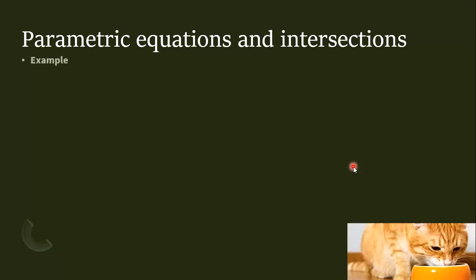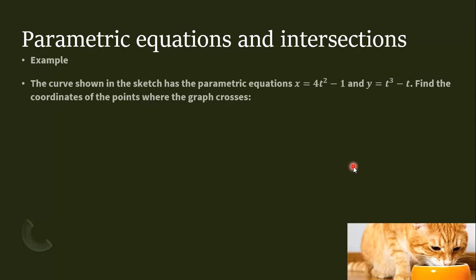Parametric equations and intersections. So again, we're explaining through examples because it's much easier. The curve shown in the sketch has the parametric equations x equals 4t squared minus 1 and y equals t cubed minus t. Find the coordinates of the points where the graph crosses the x-axis. I've just realised I have not put the sketch on screen, sorry about that. So when the curve crosses the x-axis, y equals 0, as you should know from previous videos and also GCSE.